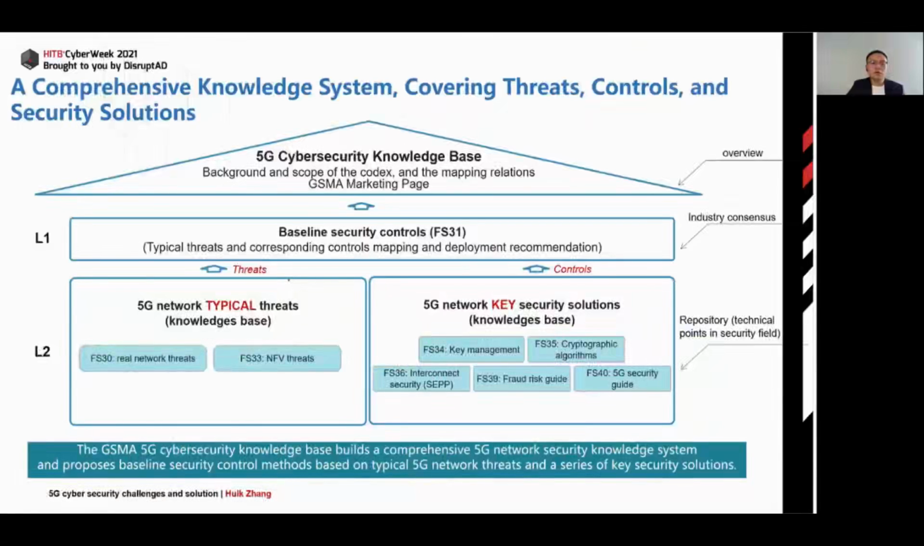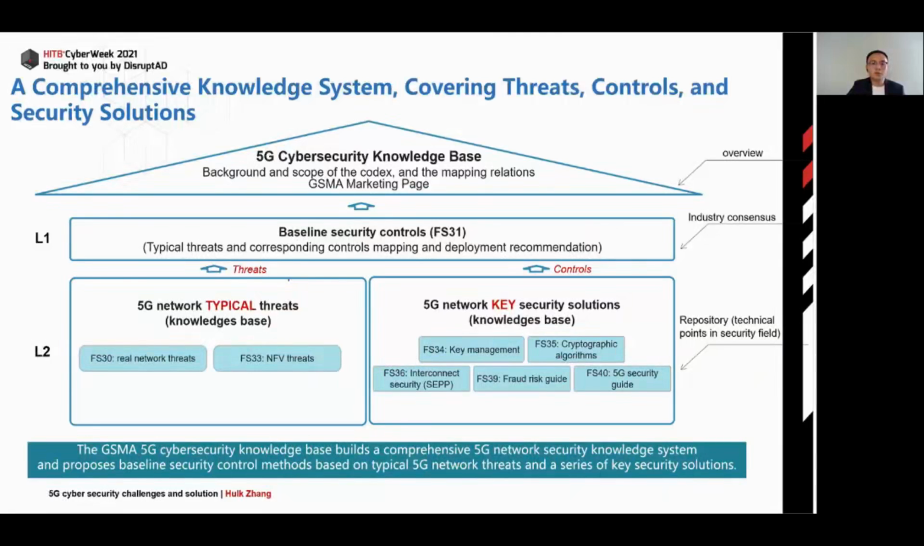And next, let's see the structure of the knowledge base. From bottom to top, the bottom layer is layer 2. It contains the 5G network typical threats. And each small box represents an exact document. For example, the FS30 real network threats and network function virtualization threats. And the other is about the 5G key security solutions. And this is the control.